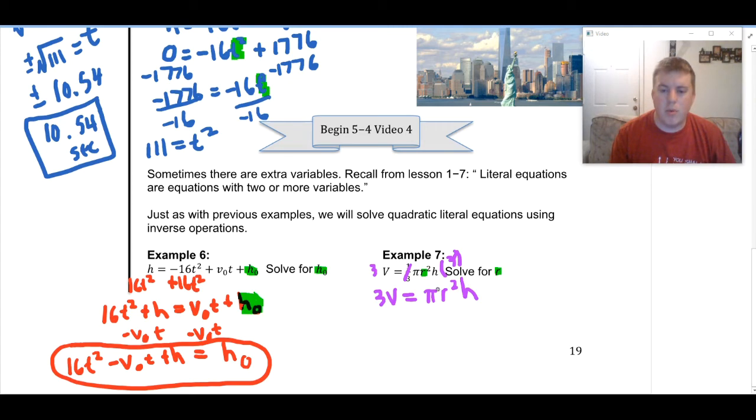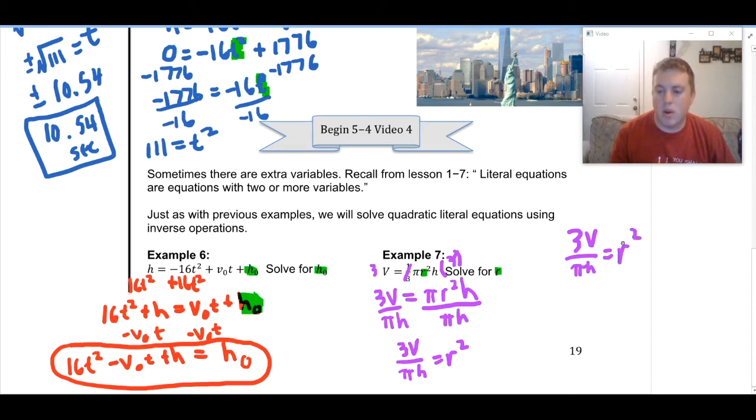Now when I think about what operation I'm doing here, this is pi times r squared times h. So I need to get that r squared term by itself so that I can take the square root. To get rid of the pi and the h, I am going to use the inverse of multiplication, which is division. So I'm going to divide both sides by pi h. Now on the left, we don't have any like terms that we can simplify, so this is going to be 3v over pi h is equal to r squared. And I'm going to rewrite this up here just where I have a little bit more room.